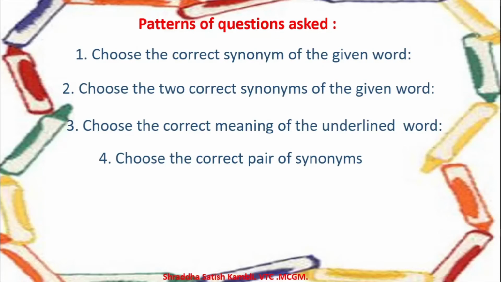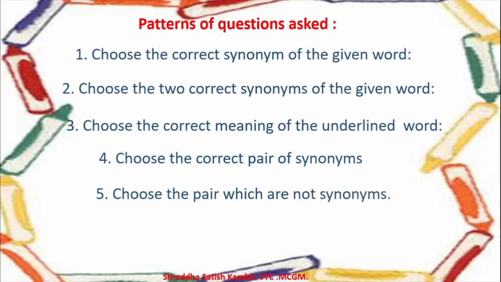Question pattern number 5 could be choose the pair which are not synonyms. So the exact opposite of what you did in the previous type of question. In question type 4, you selected the correct pairs of synonyms. Now here you have to choose the pair which are not synonyms. So out of the 4 pairs, 3 will be synonyms and 1 will not. So you have to select that one which is not.